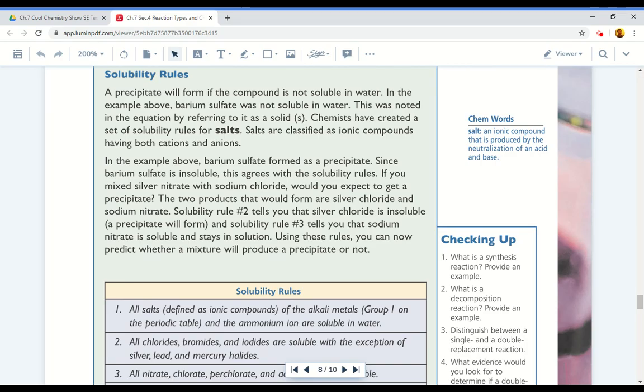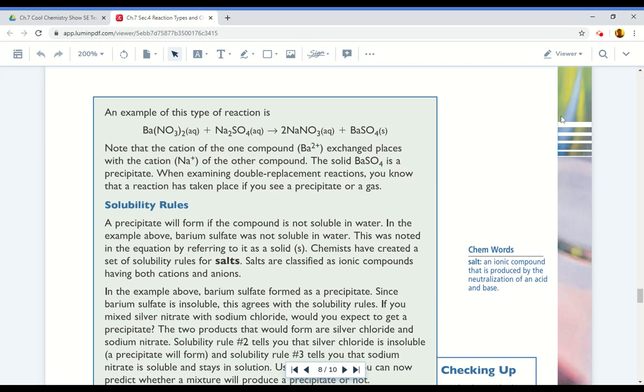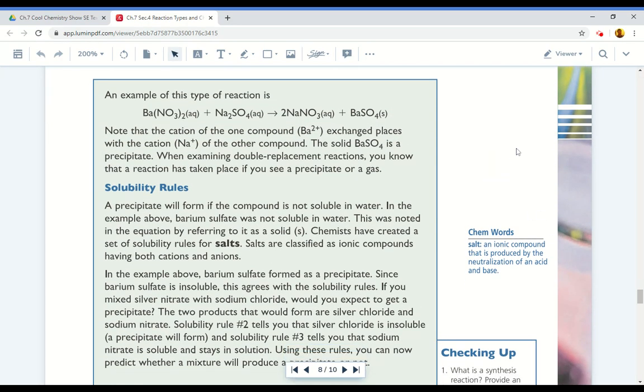In the example above, let me scroll up so we can look at that example while I read this, so you can visualize it better. As you're reading this, you're looking at this equation. In the example above, barium sulfate was not soluble in water. This was noted in the equation by referring to it as a solid, S. So here's barium sulfate, and it's being referred to as a solid, meaning that it's not soluble in water.